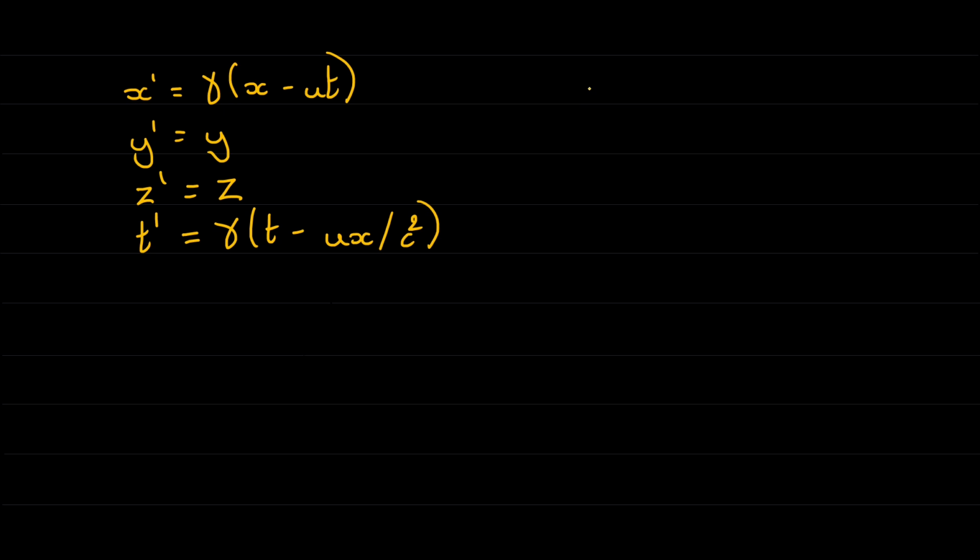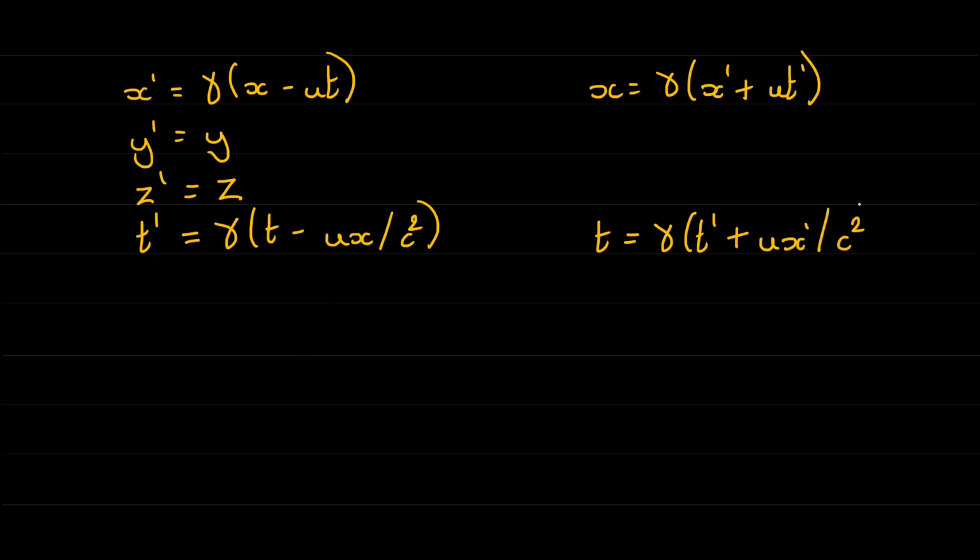We can also write these transformations the other way round. So we could write that x is equal to gamma times (x prime plus ut prime). y is equal to y prime, z is equal to z prime. And then we can have that t is equal to gamma times (t prime plus ux prime over c squared). And in case you're thinking that's obvious, well, it's not. Actually, if you just try to rearrange this equation without knowing what gamma is, you can't show this. It depends on gamma being a very special thing. We'll come back to that later.